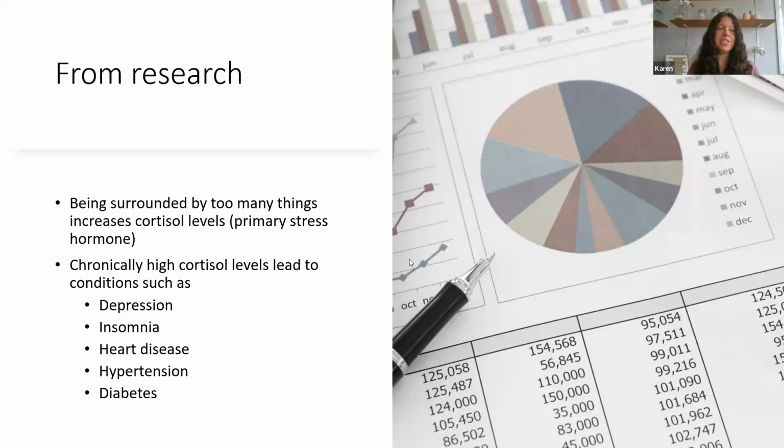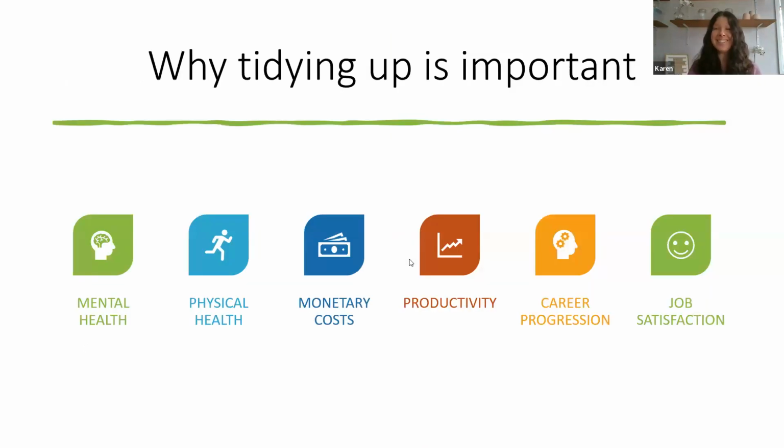There's been a lot of research into the effects of organisation, and this particular document states that being surrounded by too many things increases our cortisol levels, and we know that that is the primary stress hormone. So chronically high cortisol levels lead to conditions such as depression, insomnia, heart disease, hypertension, and diabetes. And all these things can also increase our risk of developing dementia later in life. Bit scary, really, isn't it?